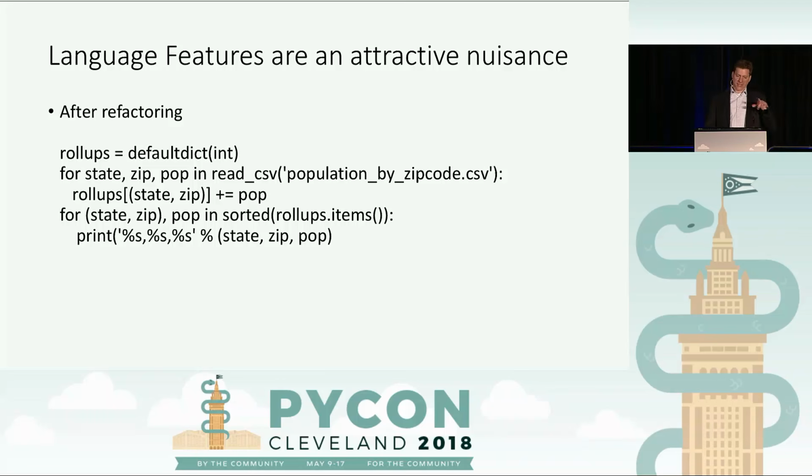I'm leading with the after refactoring first, which will make more sense once you see the before. This is a simple function that reads the CSV. Great, there's your inputs. The transform in the middle is rolling up rows that have the same state and zip, accumulating population. And then at the bottom, for state zip in sorted population, there's your output, your pretty printer. Great.